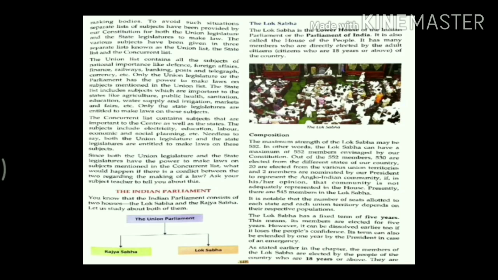Those who are 18 years or above are the only ones having the right to vote for the members of the Lok Sabha.